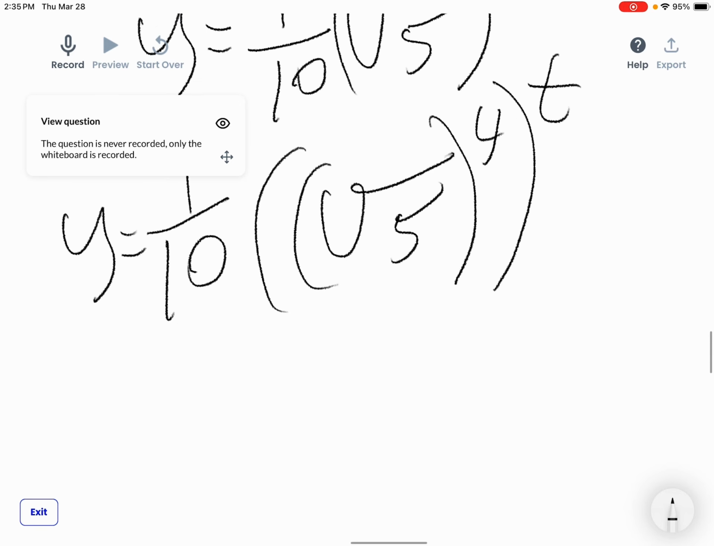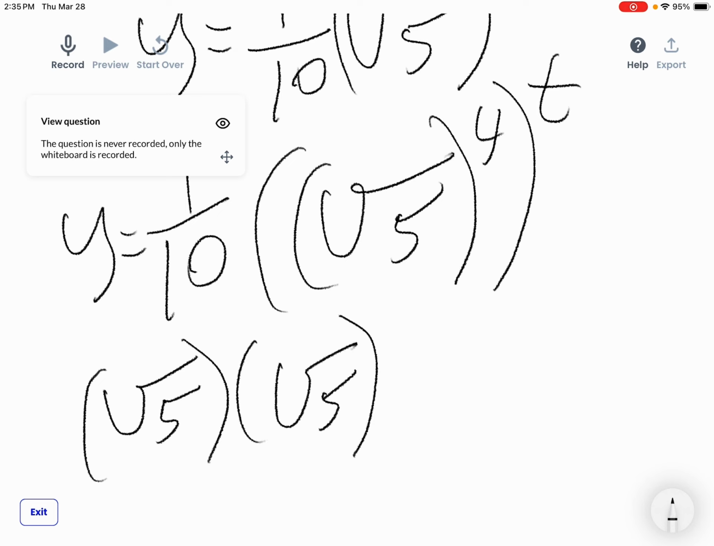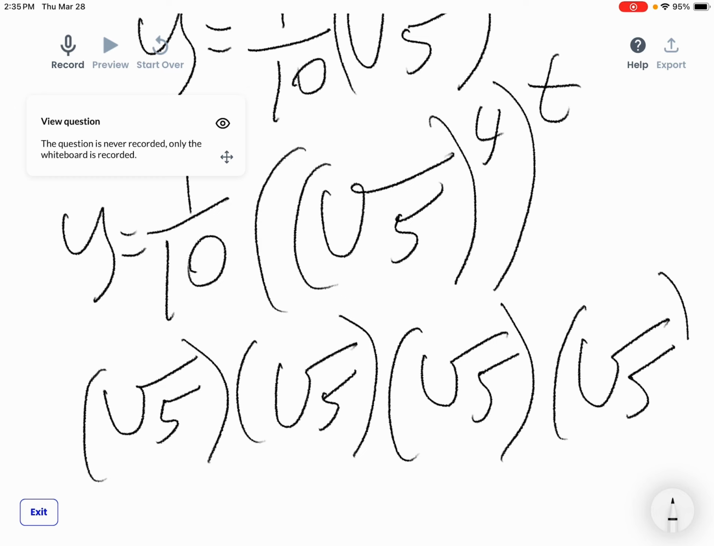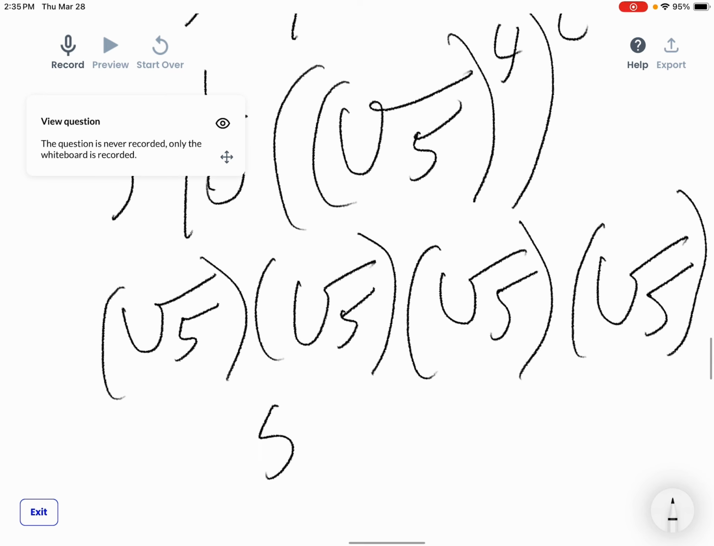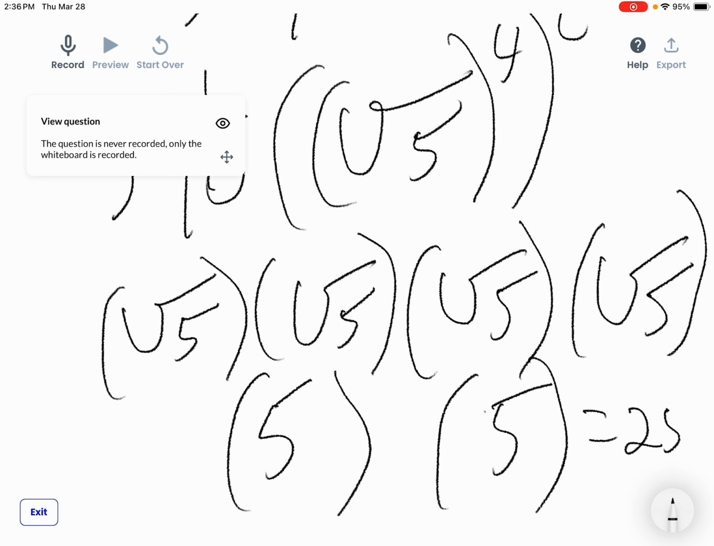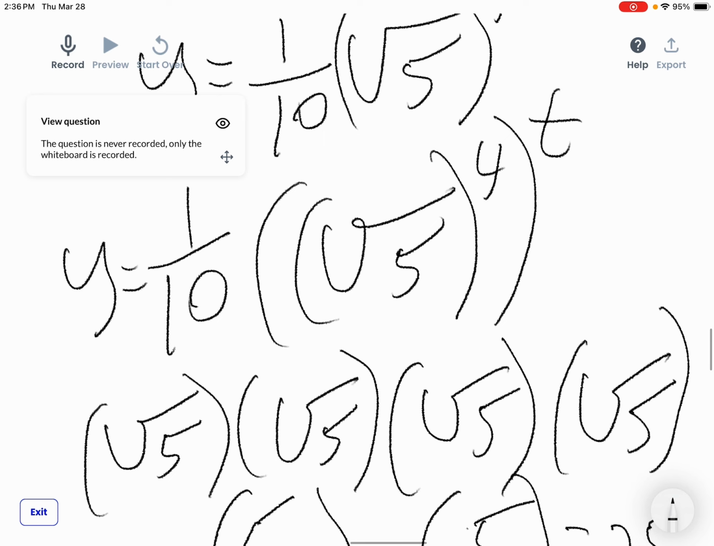That's the square root of 5 times the square root of 5 times the square root of 5 times the square root of 5. The square root of 5 is irrational, but the square root of 5 times the square root of 5 is just going to be 5, because the square root of 5 is the number that we square to get 5. Then the other two square roots of 5 multiply to 5 again. So we have 5 times 5, which is 25. Therefore, the square root of 5 to the 4th is just 25.